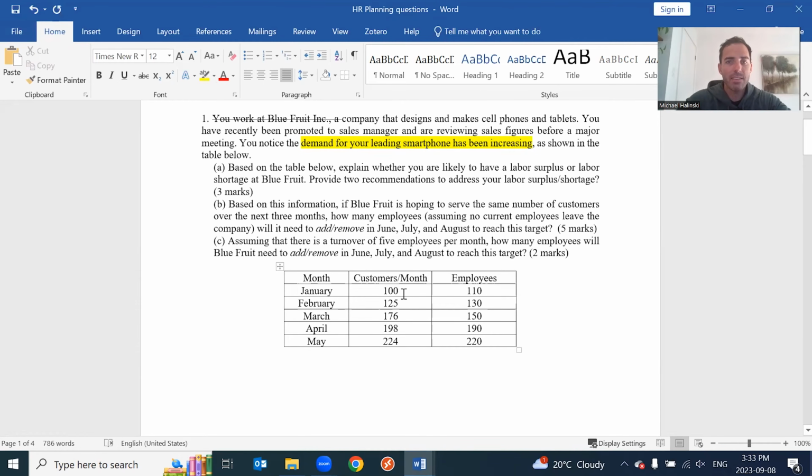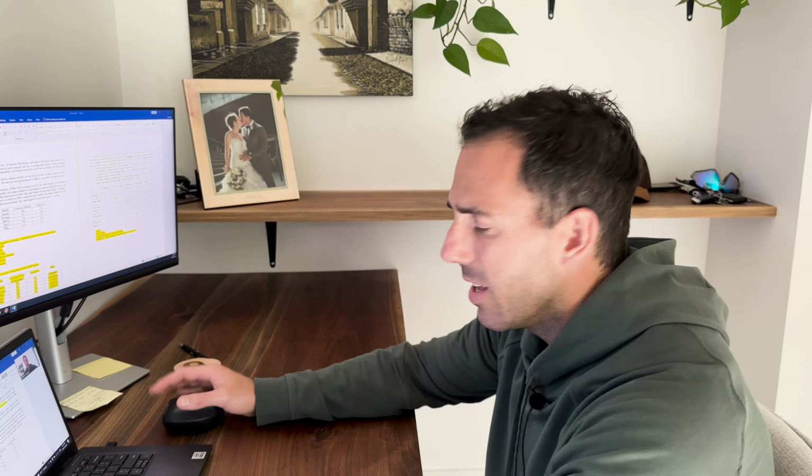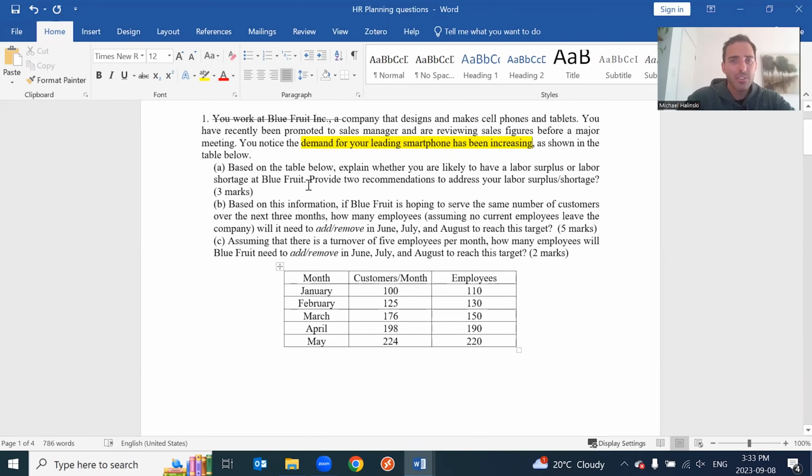And here we go, ABC in a table at the bottom. I don't know why students get so freaked out in my HR class when you see numbers. Numbers exist in real life. So based on the table below, explain whether you're likely to have a labor surplus or a labor shortage at Blue Fruit. The company provides two solutions to address the labor shortage or surplus. Okay, so you need to do two things here.